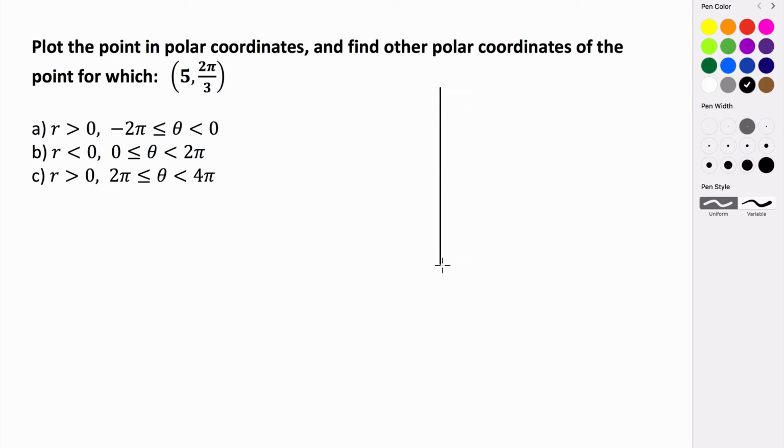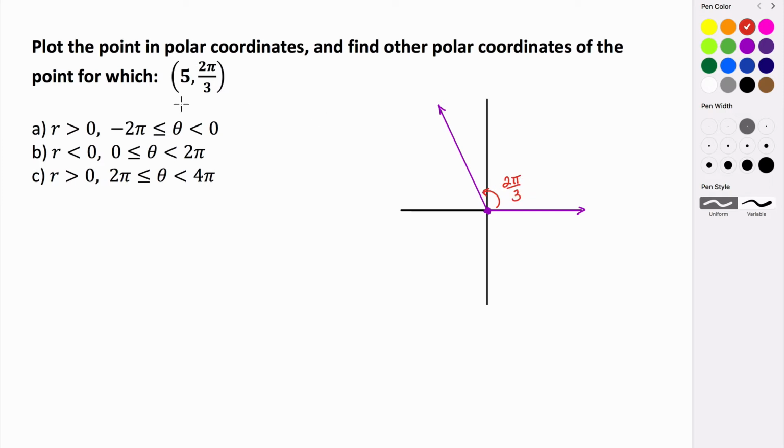So if we were to put this in a coordinate plane, 2π/3 is going to be an angle in the second quadrant. So our initial side, which is called the polar axis, is the positive x-axis here. And then our terminal side is here in quadrant 2, somewhere around here.